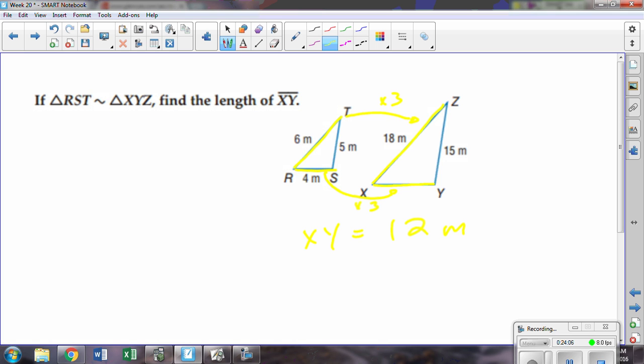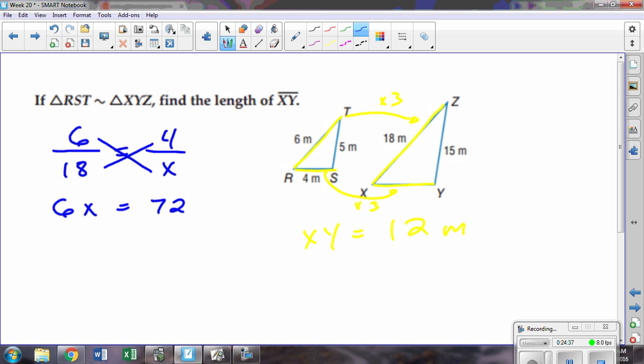Yeah, that's done. This is not the only correct way to set it up. I admit this is my favorite method because there's virtually no writing. However, we could set up a proportion. 6 matches 18. 4 matches the unknown and use a variable. And now we can cross multiply and solve. 6 times x, 18 times 4 will equal 72. 72 divided by 6, x equals 12. And so we get the same answer.